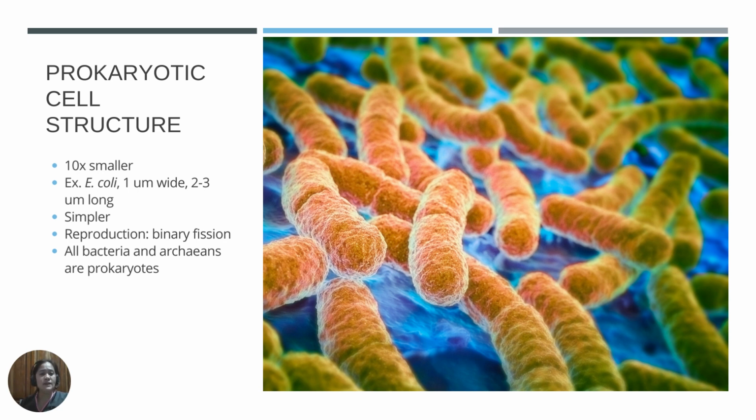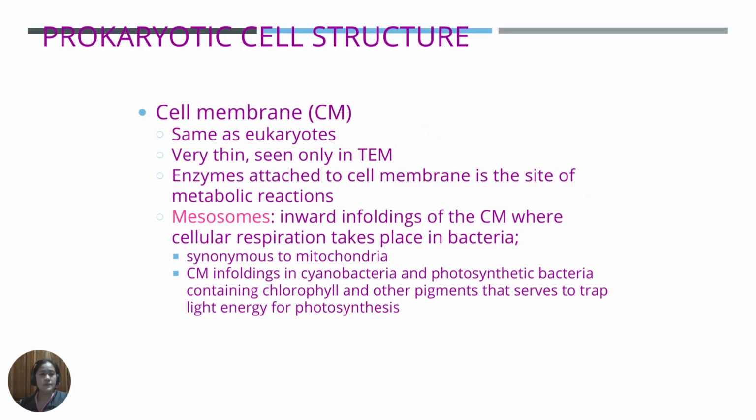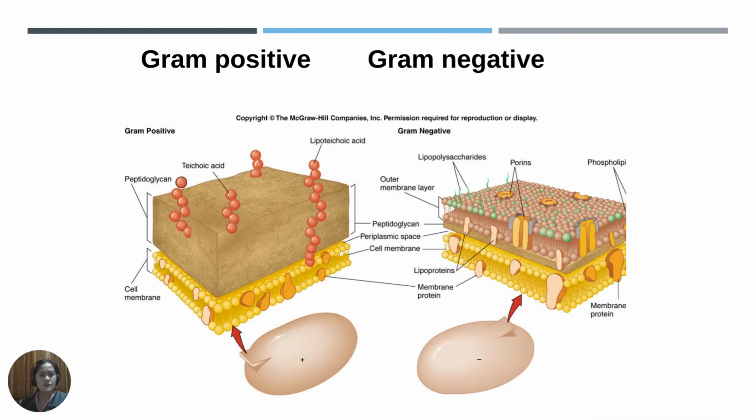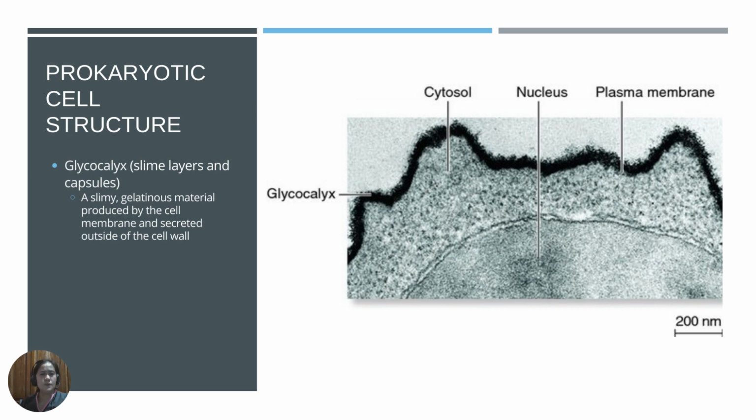Is simpler. The reproduction is through binary fission. All bacteria and archaeans are prokaryotes. Na-discuss ko sa inyo nung last yung binary fission class, ha? So, okay na tayo dyan sa structure ng cytoplasm. Yan. We have also discussed the prokaryotic cell structure. Yan.